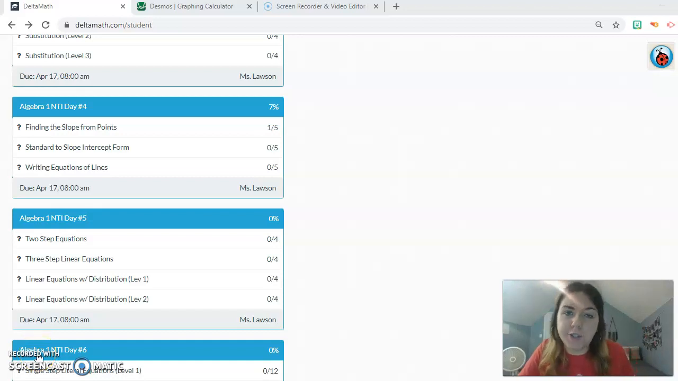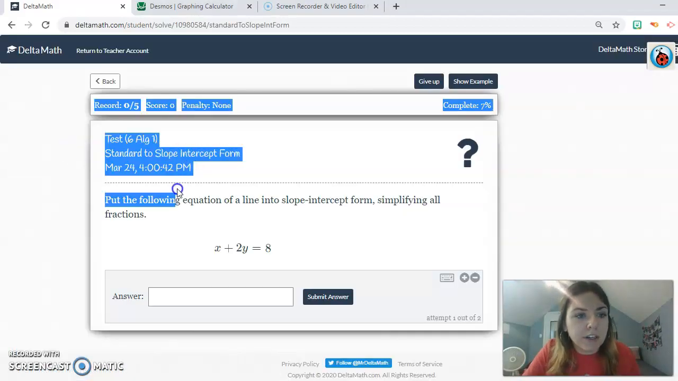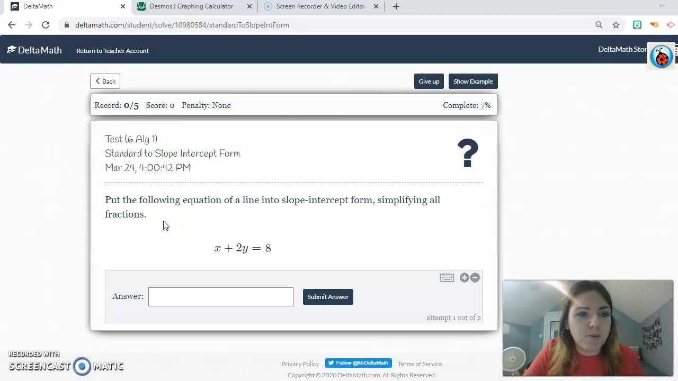Okay, so part 2 of NTIJ4 is this right here, standard to slope-intercept form. So when we go here, we are told to put the following equation of a line into slope-intercept form and to simplify all of the fractions. So this problem is x plus 2y equals 8.